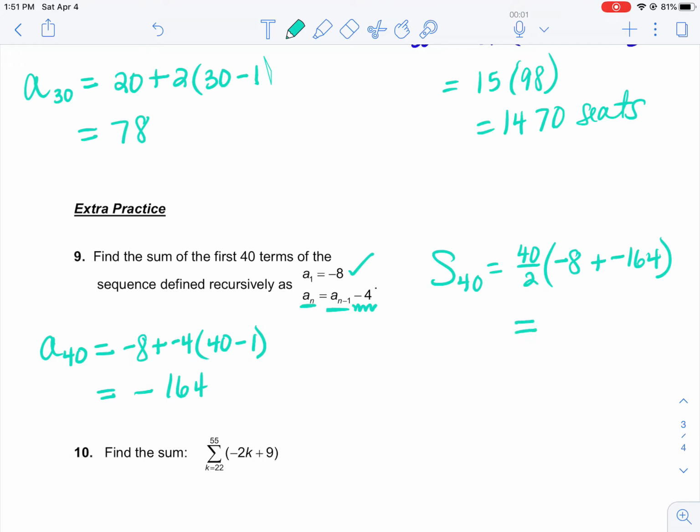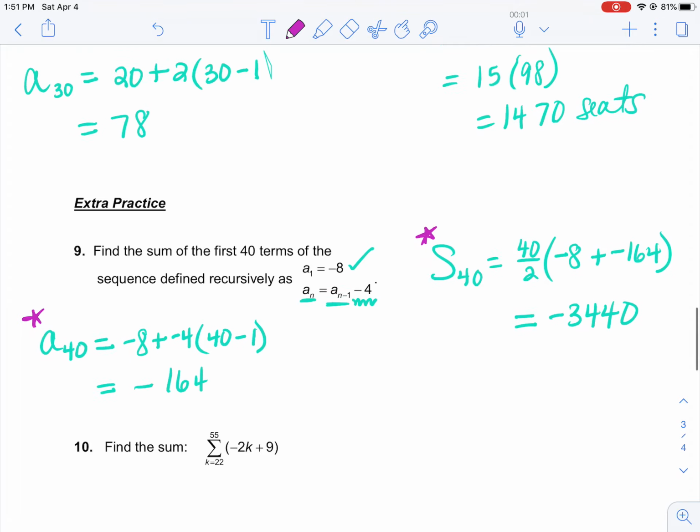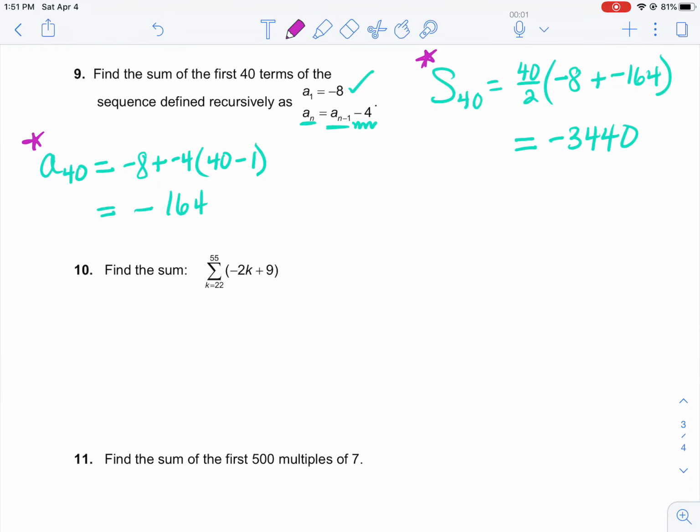When I add these and multiply by 20, I end up getting -3,440 for this. So that one was a little bit different, but I still use the sum formula and the formula to find the nth term. All right, let's take a look at number 10.